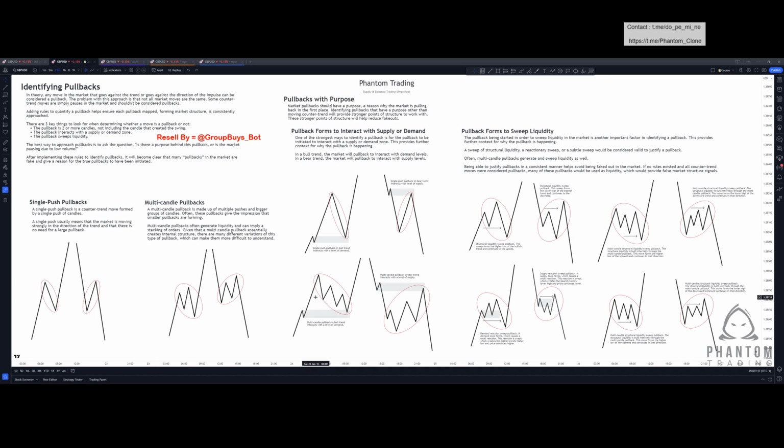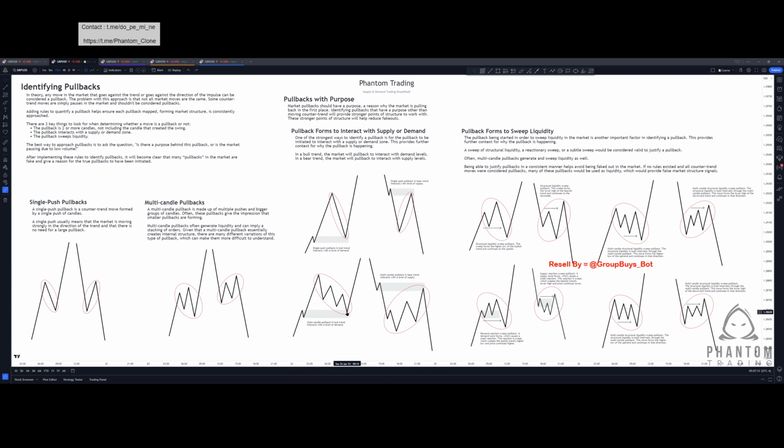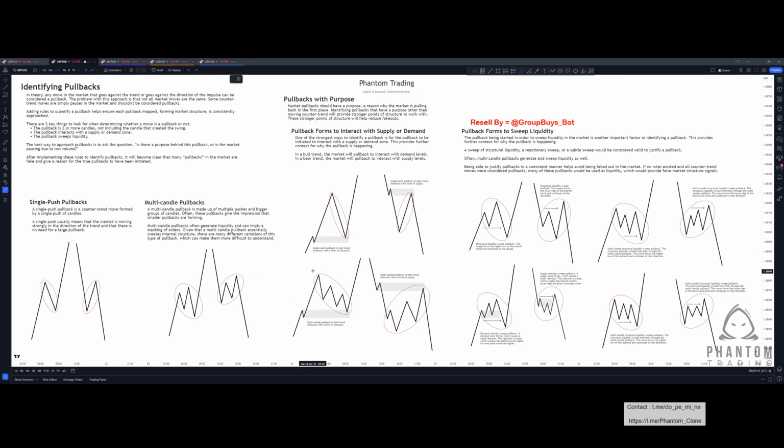So if we look at the internal structure, we see a low print, we see a new lower low print, a new lower low, and then we break the previous lower high and continue up. All of this is encapsulated within the bullish structural range, and we have a pullback with a purpose. We just have a multi-candle pullback.